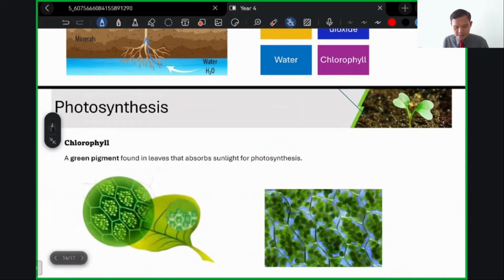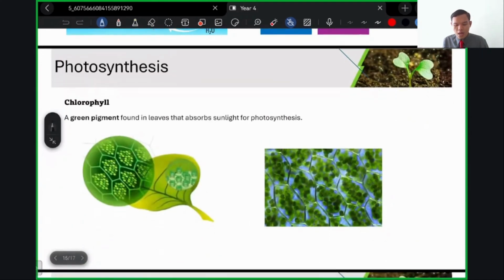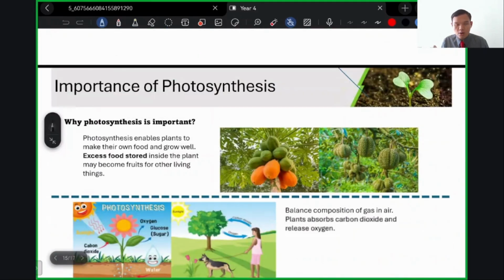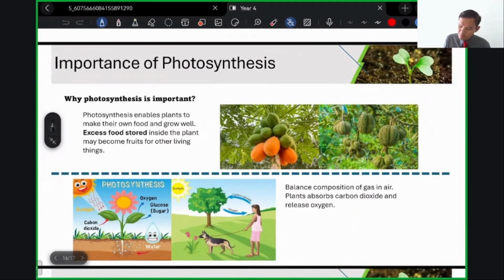All right, this is the structure, and I will say chlorophyll. Chlorophyll is the green pigment that gives color to the leaf. That's why most of the trees today, we can see most of them are green in color, because the plant has chlorophyll. Now, why is photosynthesis important?